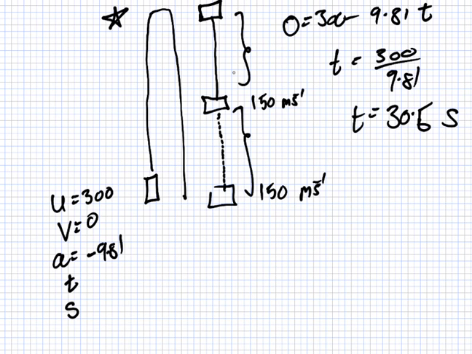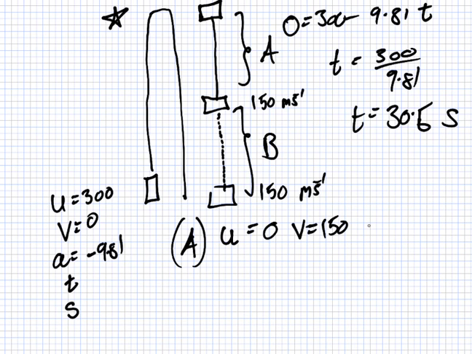Okay, let's look at the top part first. Let me call it part A and part B. So for part A, what's U? What's U, anybody? 0. 0, yeah, and V? 150, and A is 9.81. Well, if you want, you should really put in minus here and minus here.